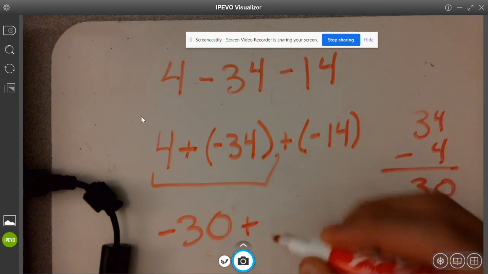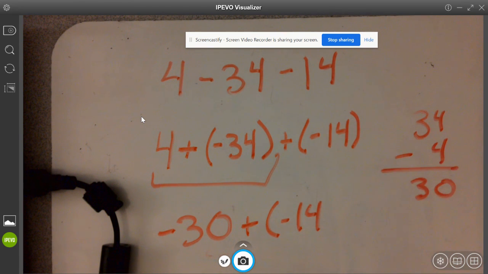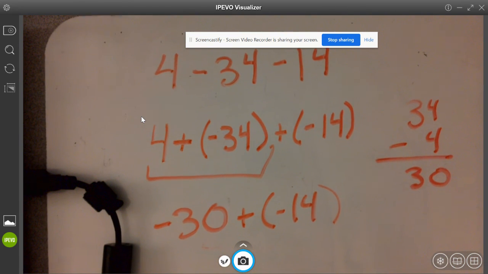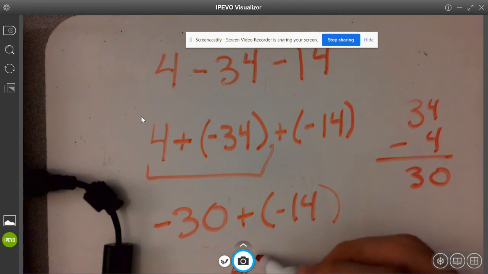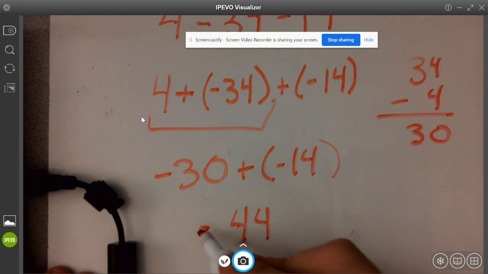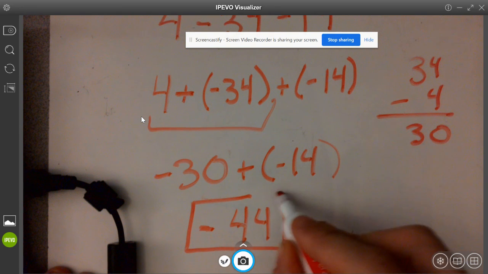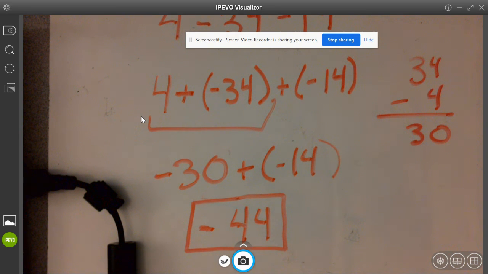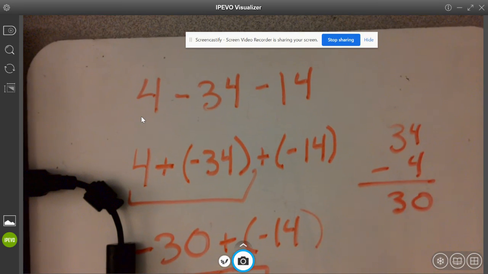All right. What we have left, negative 30 plus negative 14, these are the same signs, right? It's addition and it's two negatives, so you're just going to add these. 30 plus 10 is 40, and you have that additional 4, 44. They're both negative, so you're going to make it a negative, and that is your answer. All right. That is the work I'm going to post. Now, I did want to say, from here, if you want to, you could just do 4 minus 34.